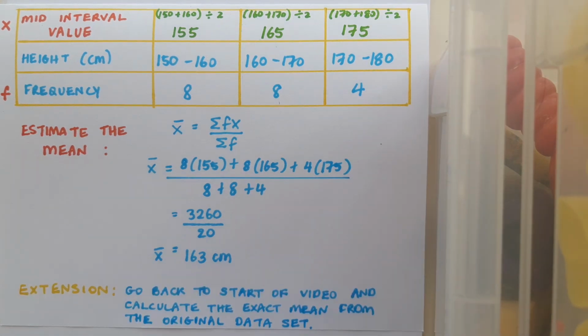As an extension, go back to the start of the video and calculate the exact mean of the dataset from the original dataset that you were given. Pause the video here, possibly even rewind and check what the original dataset was, and then go to the end of the video to find out the result.